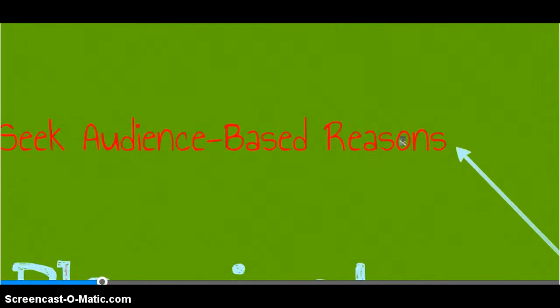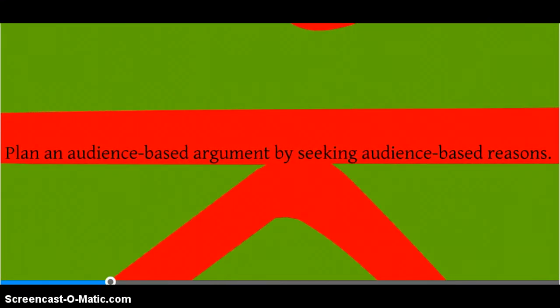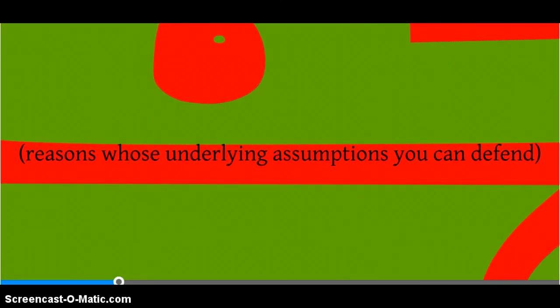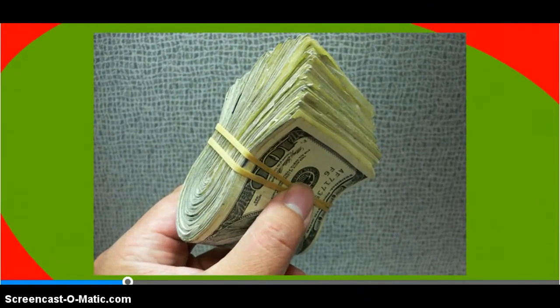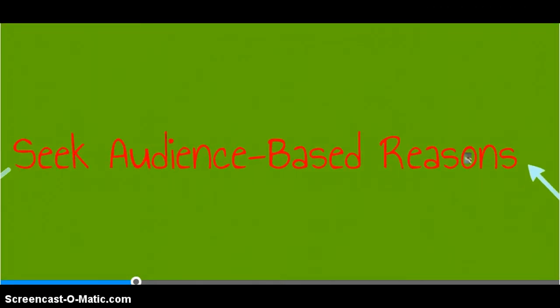The next step is to plan an argument that is audience-based by seeking audience-based reasons. These are reasons whose underlying assumptions you can defend. Try to decide what is the most important to your audience and then tap into that value to bring them over to your side.